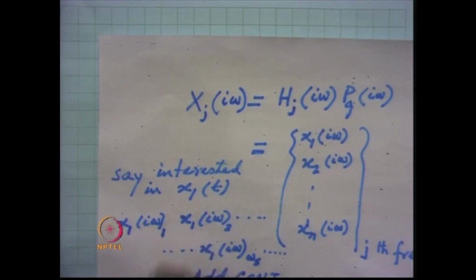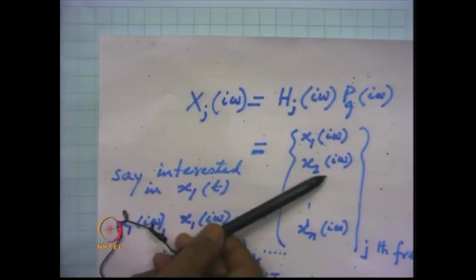So, that way one can get the value of the responses for all the n degrees of freedom. So, that is how one can obtain the response of a multi-degree freedom system using FFT and the frequency response function matrix over here.